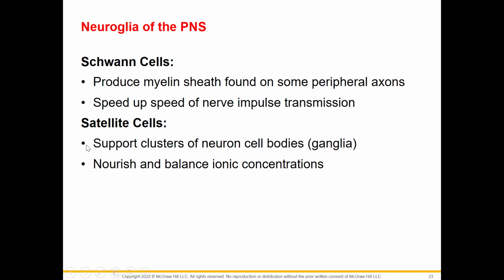Satellite cells support clusters of neurons in cell bodies. Ganglia is the name of the neuron cell body clusters that are found in the peripheral nervous system. Please make sure you look that up. You need to know what ganglia are. Satellite cells will also nourish and balance the ionic concentrations of the cells in your peripheral nervous system.